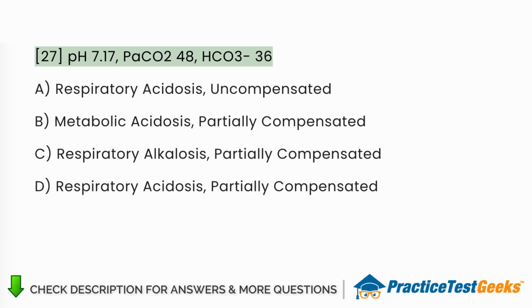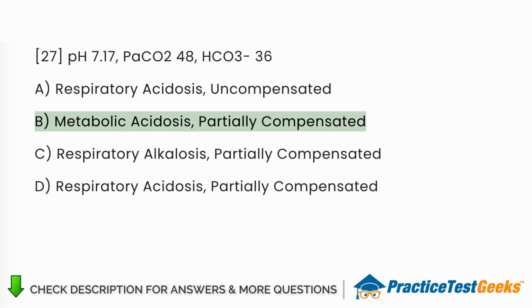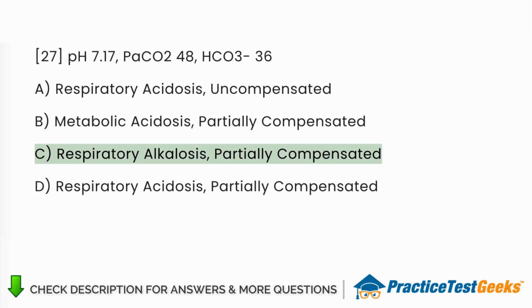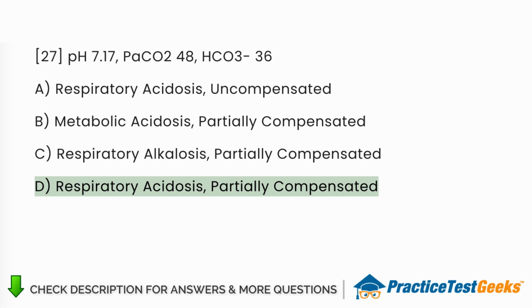pH 7.17, PaCO2 48, HCO3 36. A. Respiratory acidosis, uncompensated. B. Metabolic acidosis, partially compensated. C. Respiratory alkalosis, partially compensated. D. Respiratory acidosis, partially compensated.